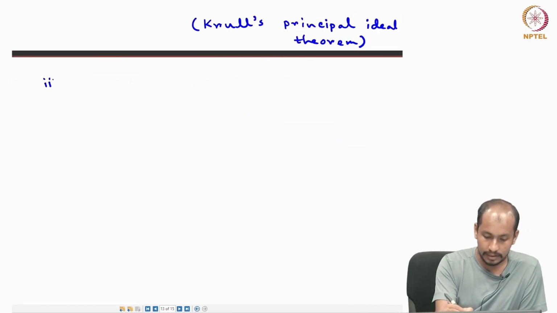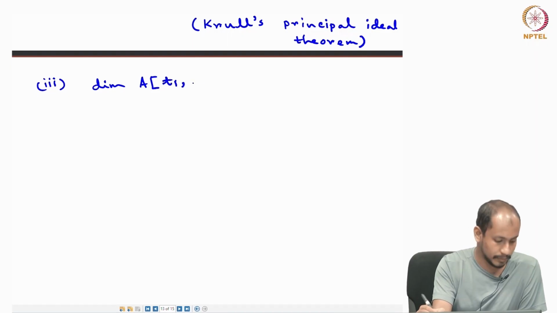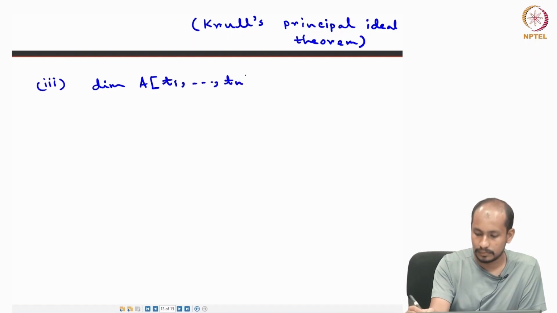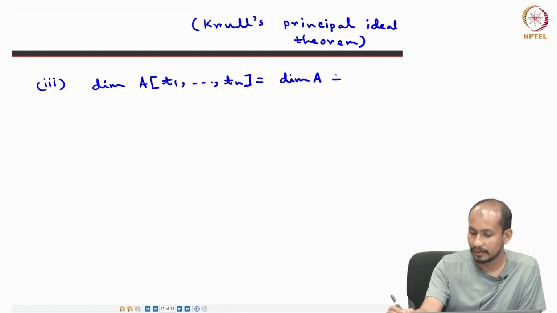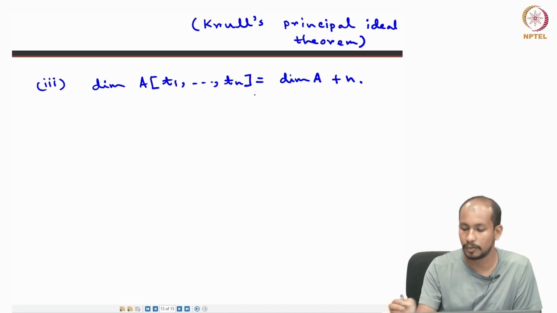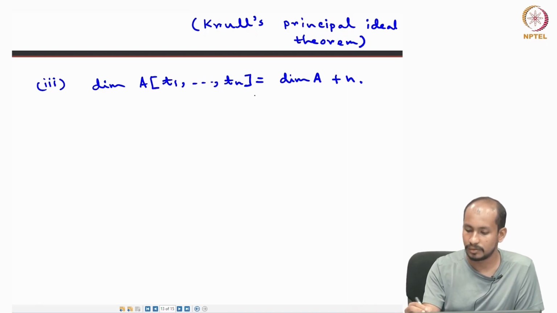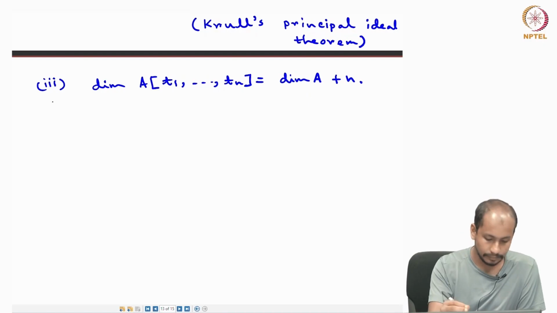Now, number 3, dimension of A[T1, ..., Tn] is equal to dimension of A plus n. Here these T1 up to Tn are independent variables. So, this is a polynomial ring in n variables with coefficients in A. So, it will be equal to dimension of A plus n.